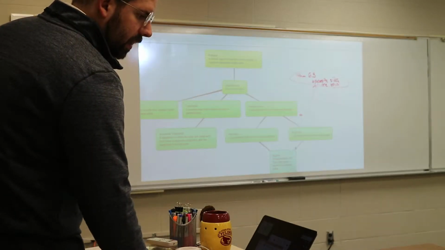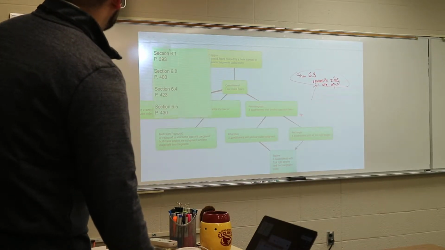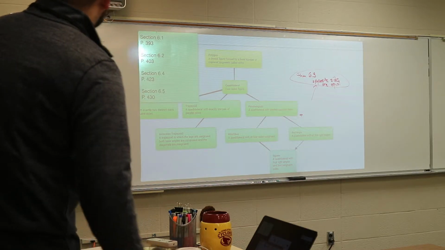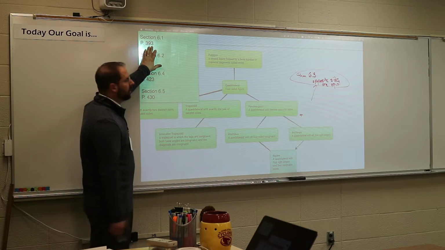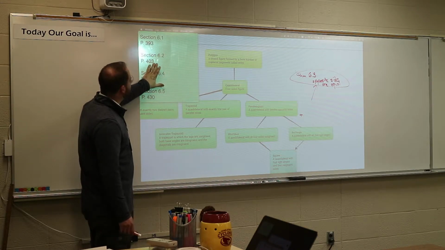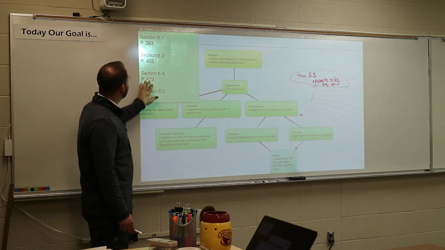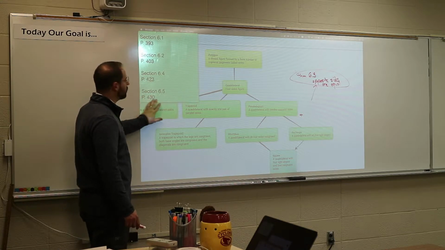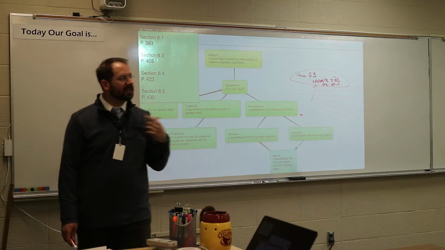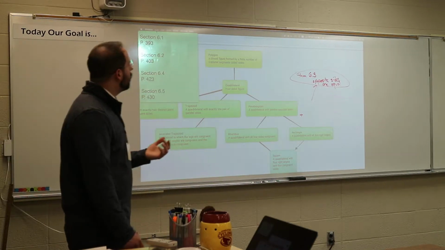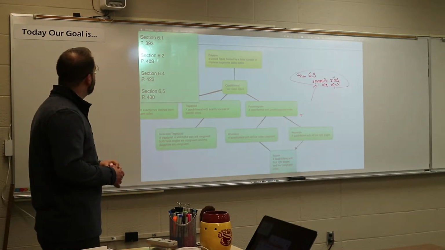Alright, so again, you're typing those theorems. Here's the page numbers you can pull from. Section 6.1 was page 393. I'll make this bigger in a minute. 6.2 was 403. Section 6.4 was 423, and section 6.5 was 430. These are the only sections we've actually covered. So that's where your theorems, the properties, are going to be found. And I want you to put them in there.